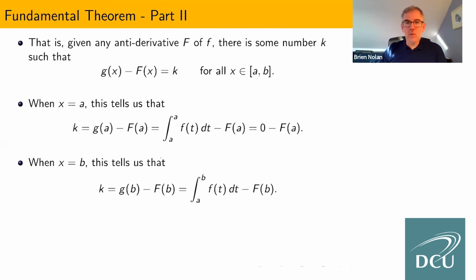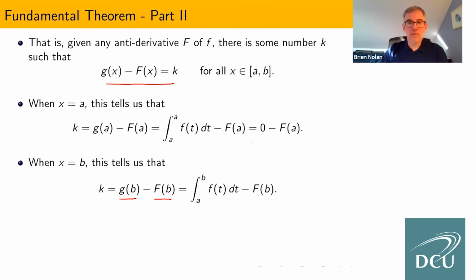At x equals b, on the other hand, what does this equation tell us? It tells us that k is equal to g of b minus F of b. G is the area function, so g of b is the total area under the graph of f between t equals a and t equals b. That's straight from the definition of g. And then I'd be subtracting F of b.